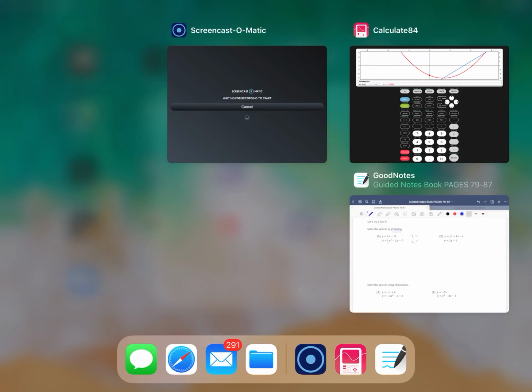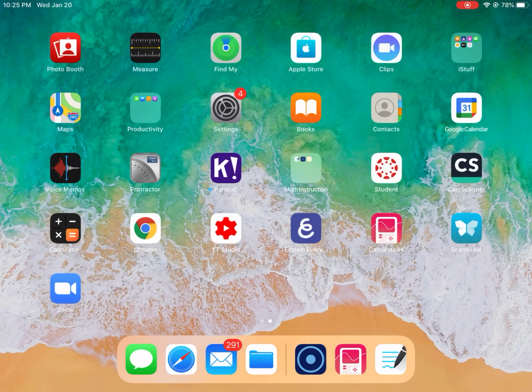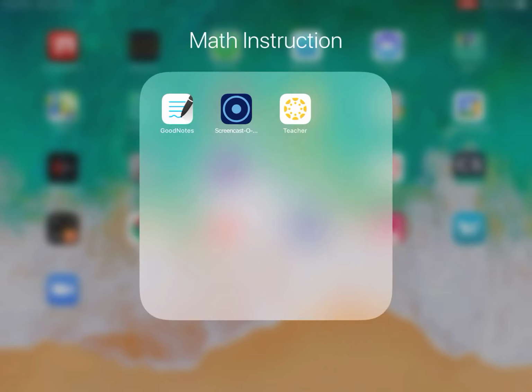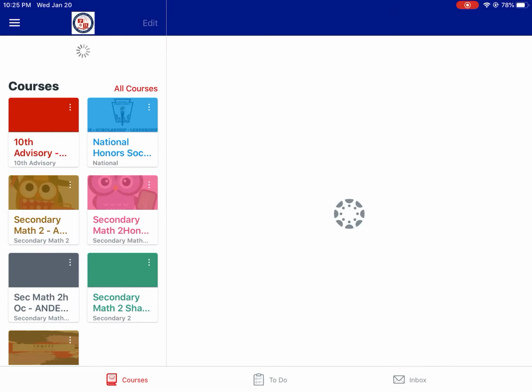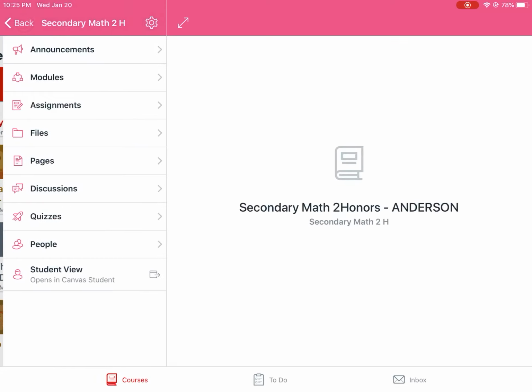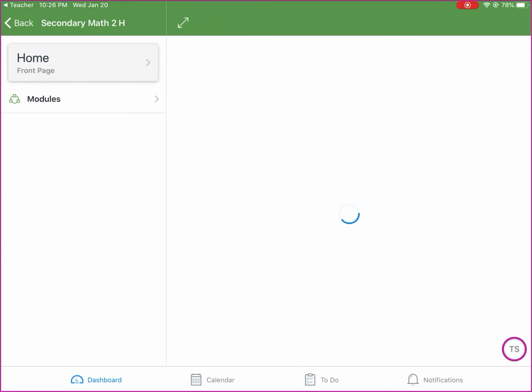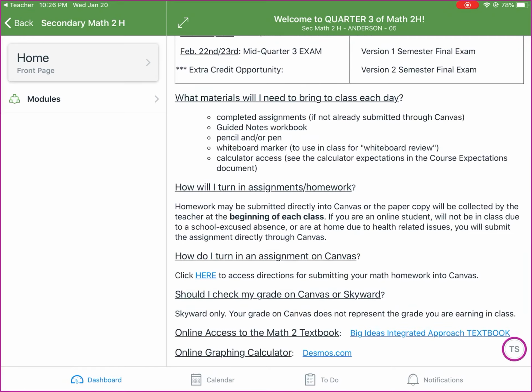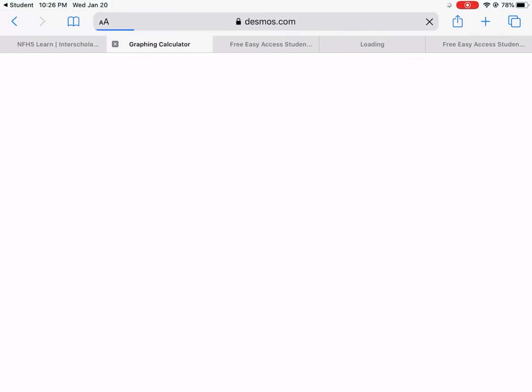Another way, where you guys are working at home, if you're online, go ahead and just use Desmos. I should have pulled this up already, but let me show you really quick where it is on your home screen. I have to come at it from my teacher account, but we'll find it. If we're looking in student view, you would click on the class. At the bottom of the home page, there is the online graphing calculator link that says desmos.com. So you would click on that.